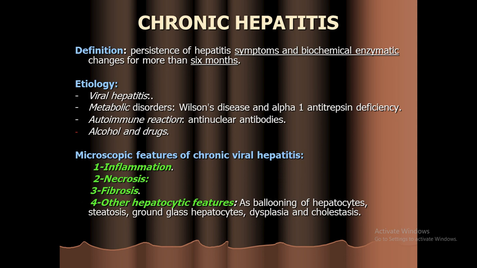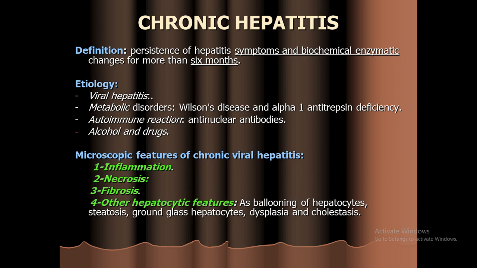Now, we finished acute hepatitis. Chronic hepatitis, we have to define chronic hepatitis. Chronic hepatitis means there are symptoms and an increase in the enzymes of the liver for more than 6 months. This is seen mainly due to viral hepatitis, but there are many other causes like metabolic diseases.